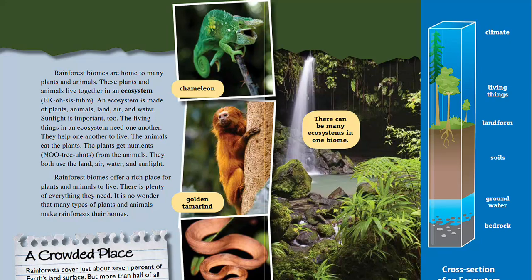Rainforest biomes offer a rich place for plants and animals to live. There is plenty of everything they need. It is no wonder that many types of plants and animals make rainforests their homes. A crowded place. Rainforests cover just about 7% of Earth's land surface, but more than half of all plant and animal species can be found there.